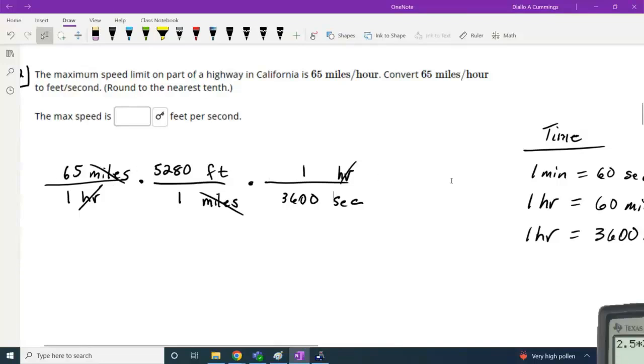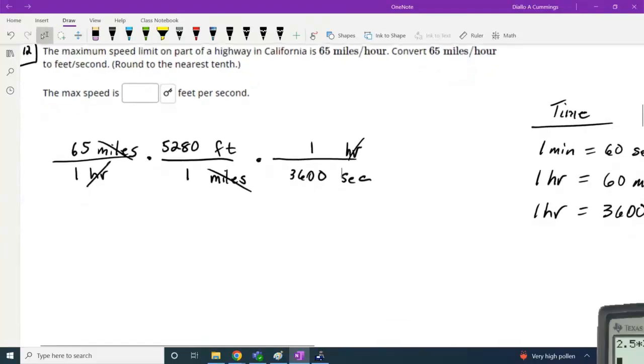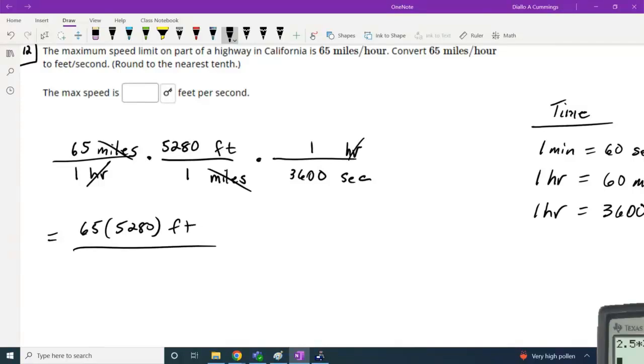So now I'm just going to multiply all the numbers in the numerator. Let me just write it out. 65 times 5,280. And I'm left with feet in the numerator. And then in the denominator, I have 3,600 seconds.